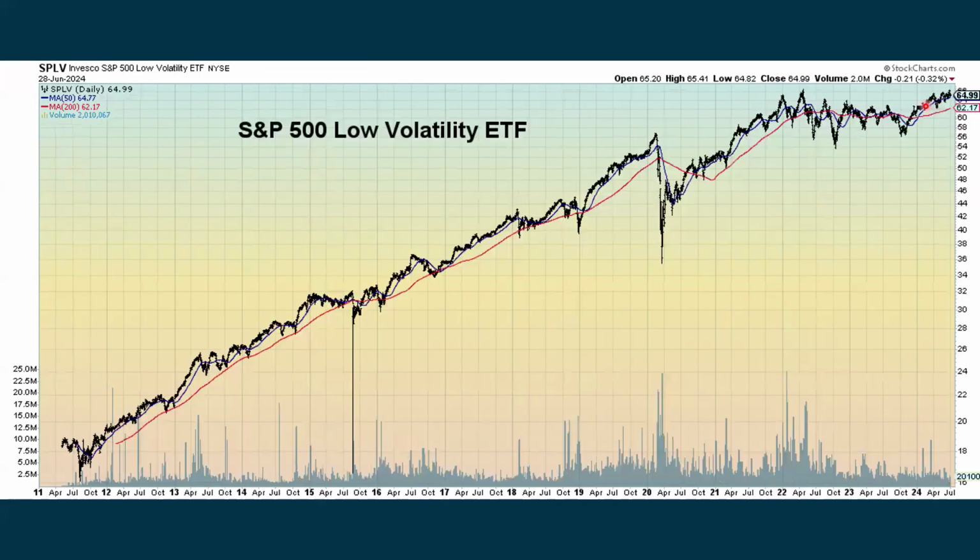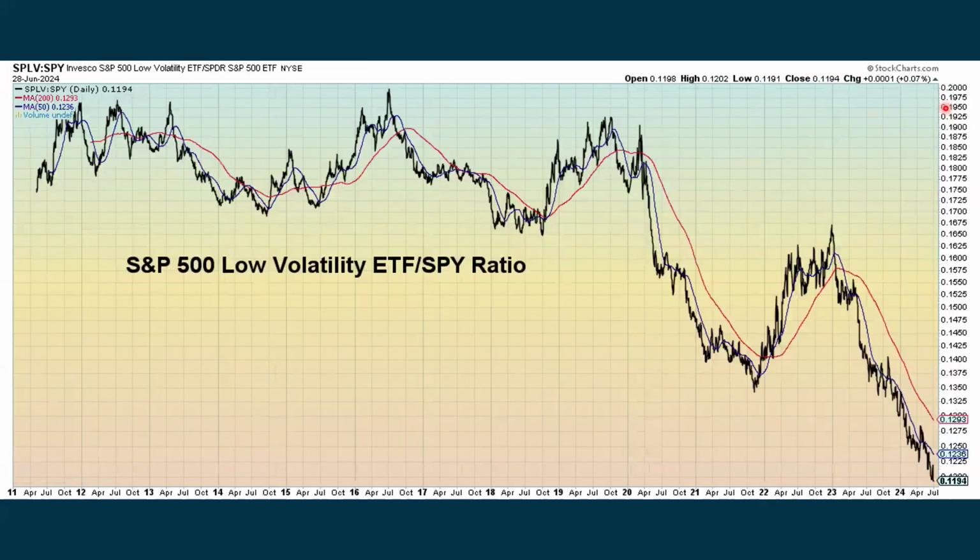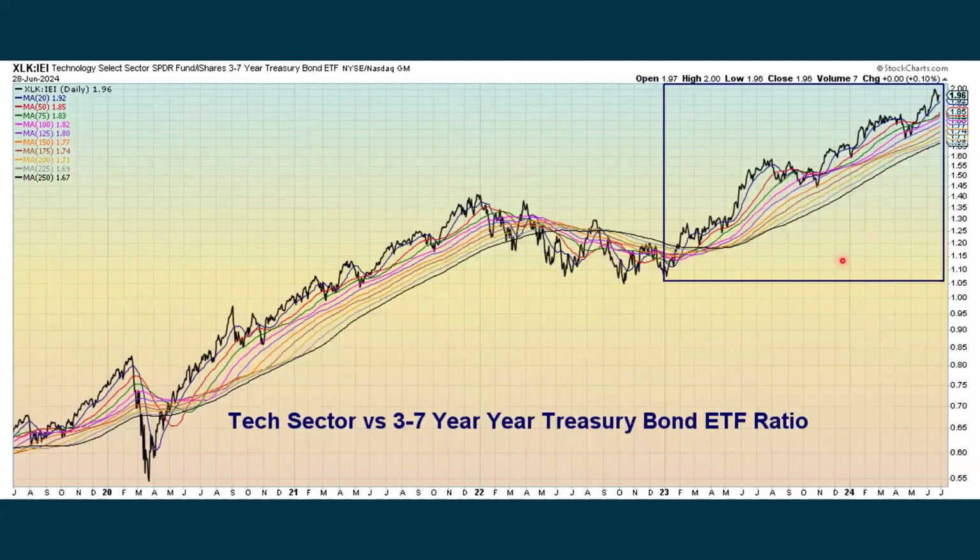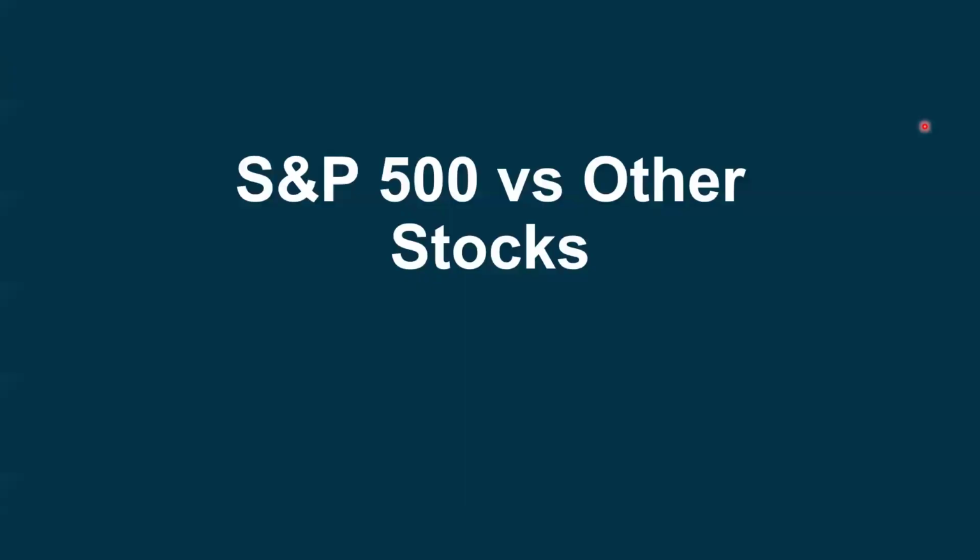Here's the low volatility ETF. This is what folks get into when the market's turning more defensive. Looking at this by itself, it's in an uptrend and above its 50-day moving average. Where it's interesting is to show how the low volatility ETF is really underperforming the S&P 500, especially going back to the early part of 2023. We look at the tech sector and compare it with bonds, showing how the tech sector is outperforming.